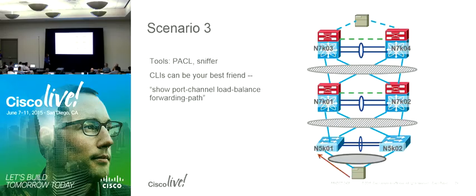So in this case, we're going to apply the PACO. We found out this counter is incrementing. And we use the port channel load balance forwarding path. We find out it's going to the 7K4. And then we apply the same PACO on 7K3, and we don't see the traffic. I put a cross mark here, but does it mean this is where the packet gets dropped?